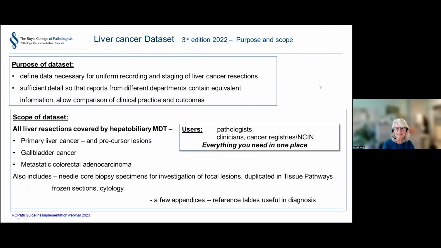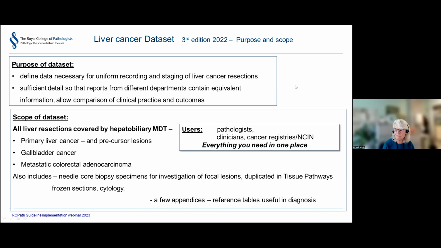So the purpose of the data set, as with all the college data sets, is to define the data necessary for uniform recording and staging of liver cancer resections, the primary purpose, in sufficient detail that no matter where your resection has taken place, the stage of your cancer should be reported in the same way anywhere in the UK.